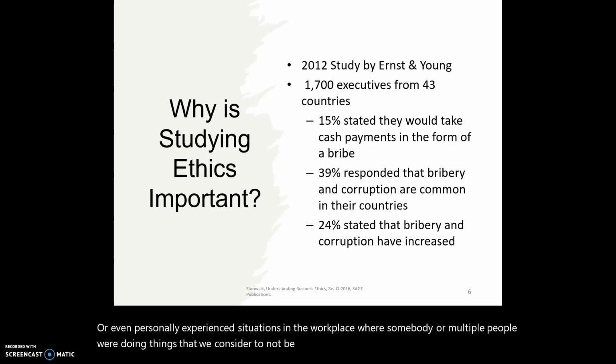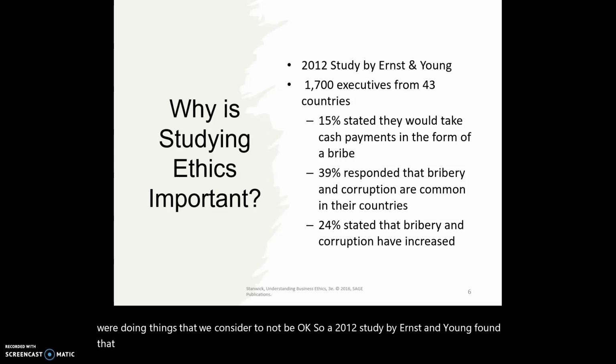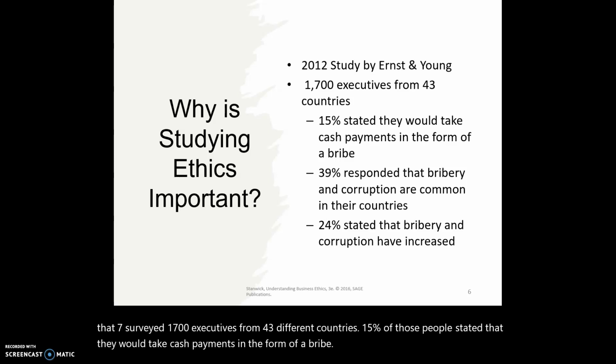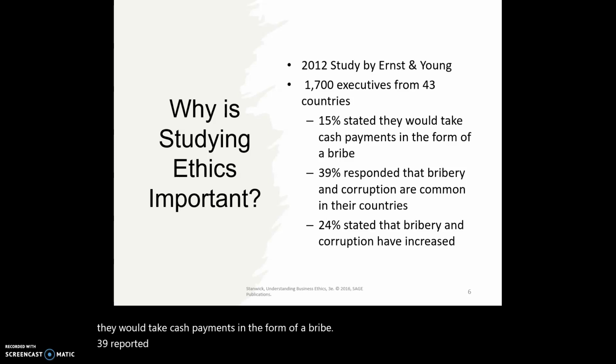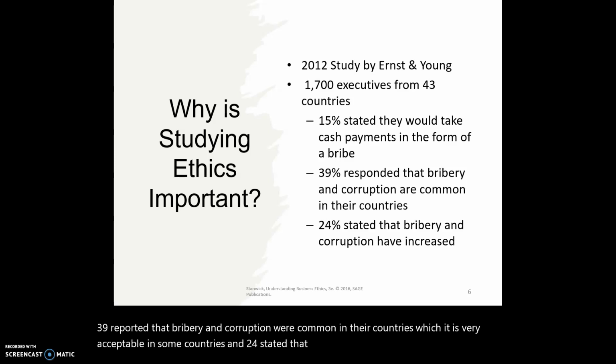So a 2012 study by Ernst & Young surveyed 1,700 executives from 43 different countries. 15% of those people stated that they would take cash payments in the form of a bribe. 39% reported that bribery and corruption were common in their countries, which is very acceptable in some countries. And 24% stated that bribery and corruption have increased.